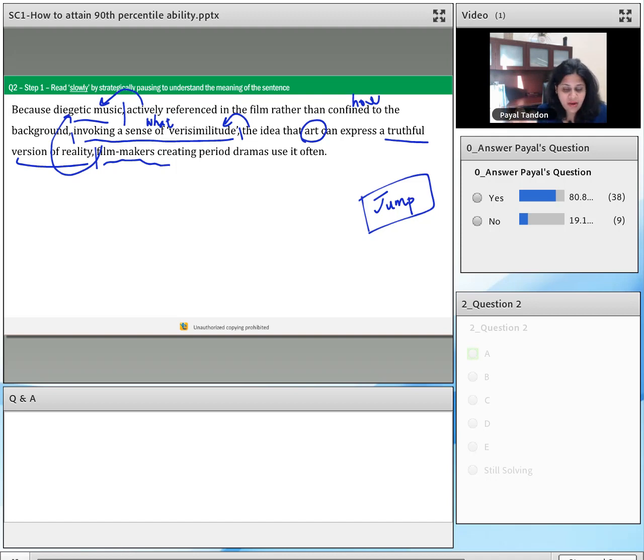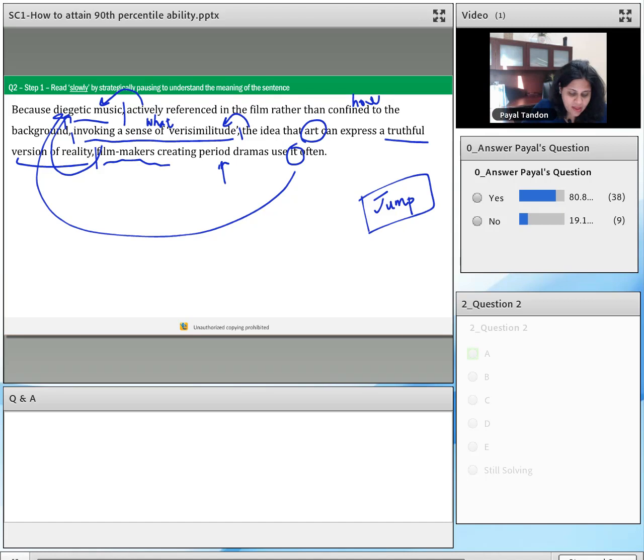Filmmakers who create period dramas, what are period dramas? These are things that happened way back in the history, in the past. Use it often. Use what often? Use diegetic music often. Okay. So it is kind of linked to the context of the sentence. It's not completely disconnected from the sentence. After all, the author is talking about diegetic music, and he's saying that it invokes that sense of verisimilitude. What is verisimilitude? That art can express a truthful version of reality. So yes, for filmmakers who are creating period dramas, things that happened way back in the past, it definitely makes sense for them to use diegetic music often.